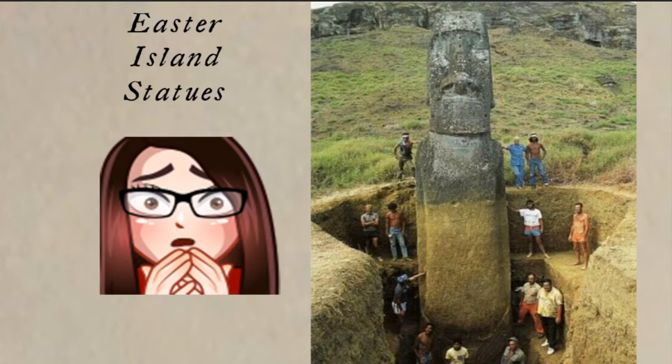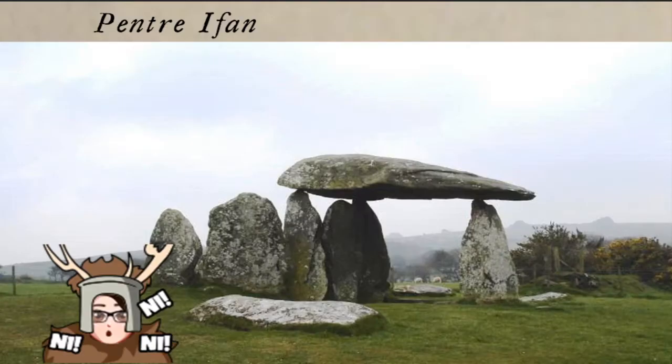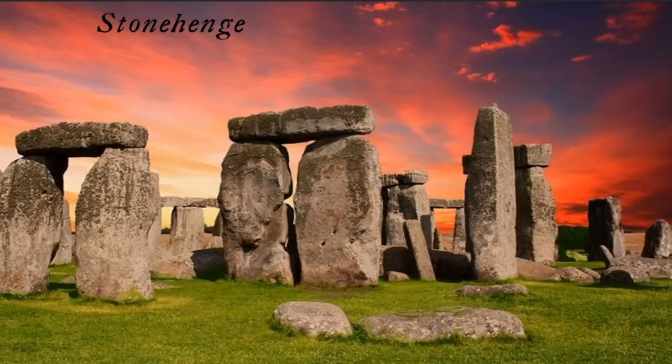What about the Easter Island statues? I don't think we know exactly why they were erected, but maybe this was a cultural or religious monument to the people of Easter Island. Pentre Ifan. Ifan? I'm going to go with Ifan. It sounds more Welsh. I mean, this is like a mini Stonehenge. Maybe a religious monument? It's not that large if you look at it, but clearly it meant something to the people at the time.